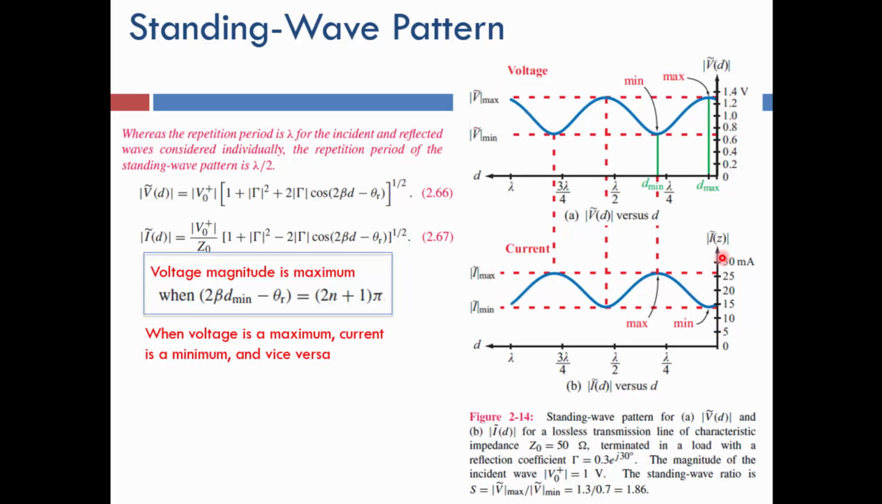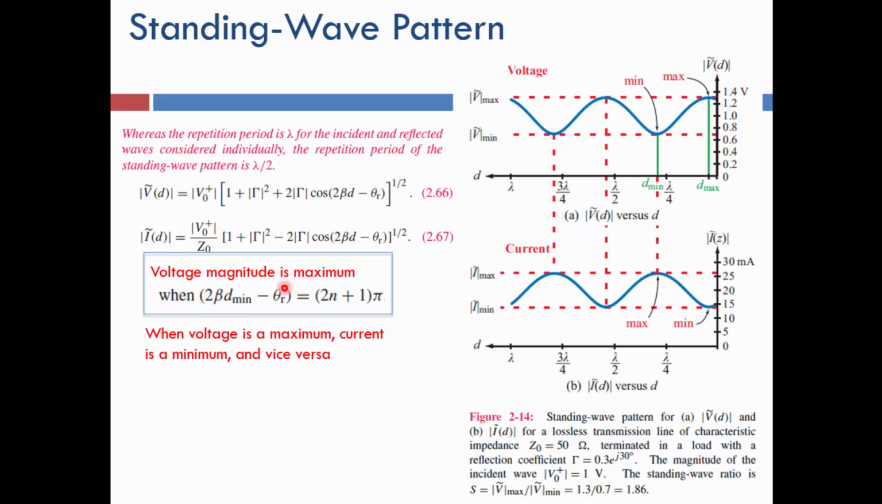Definitely the phase between the voltage and the current is quarter pi, or pi over 4, I think, yeah. So pi over 2, 90 degrees. So if the voltage is maximum, the current is minimum; if the voltage is minimum, the current is maximum.